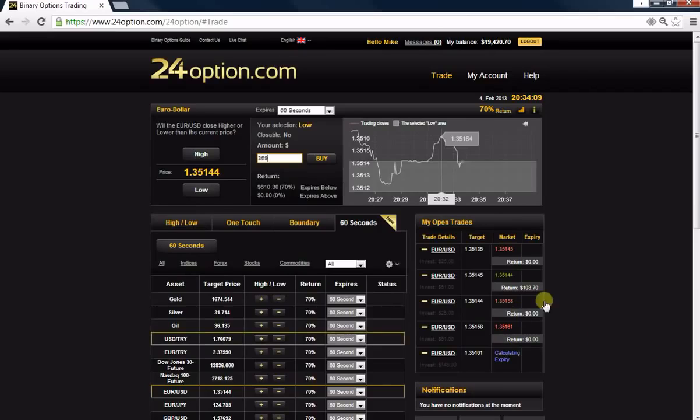Let's wait for this to close out. Computer is lagging a little bit. Okay, here we are. Our return was $251.60. See, our balance now is $19,672. We have not lost anything. We've only increased our balance quite significantly, actually.